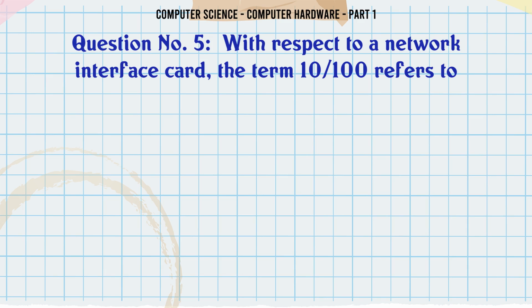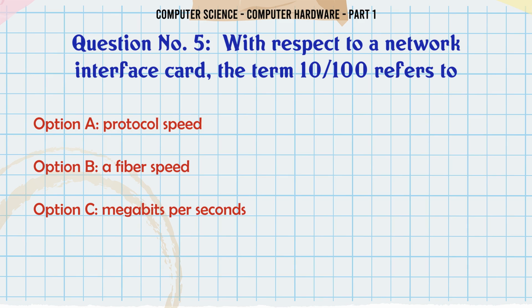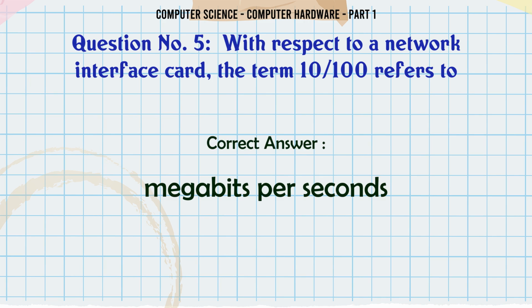With respect to a network interface card, the term 10/100 refers to A. Protocol speed. B. A fiber speed. C. Megabits per second. D. Minimum and maximum server speed. The correct answer is megabits per second.